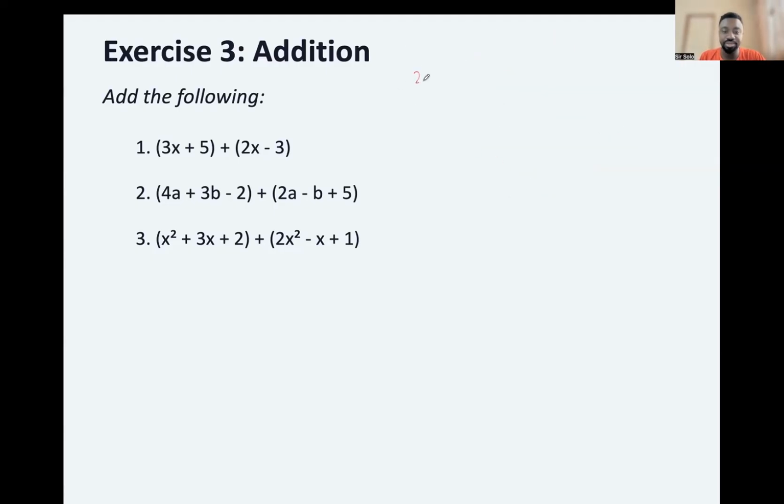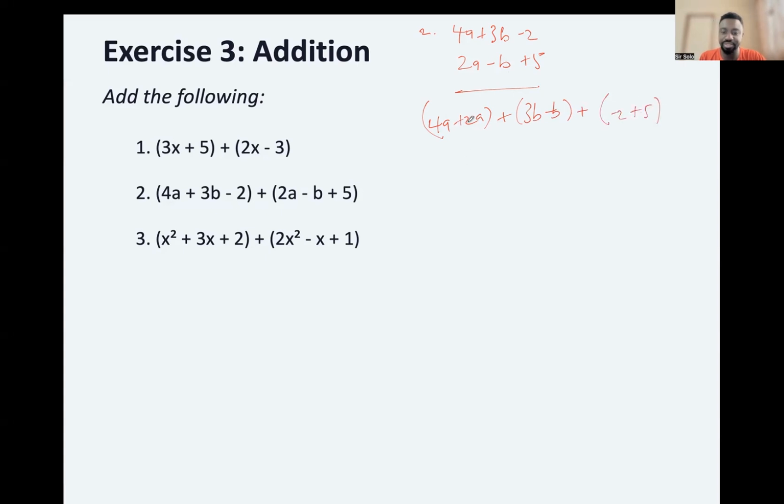Now let's move on to number 2, with the same procedure. We have 4a plus 3b minus 2, and 2a minus b plus 5. Write one right under the other, and group like terms: 4a plus 2a, plus 3b minus b, plus minus 2 plus 5.